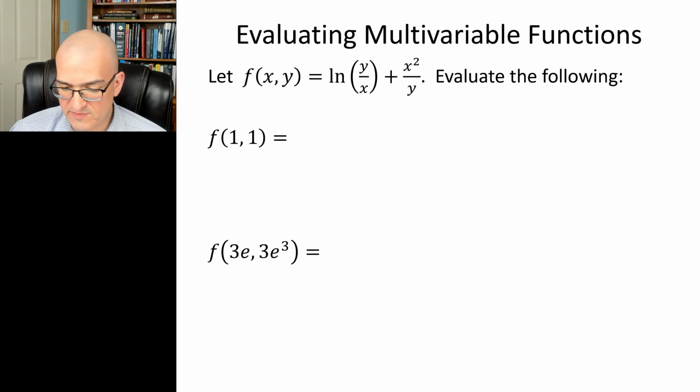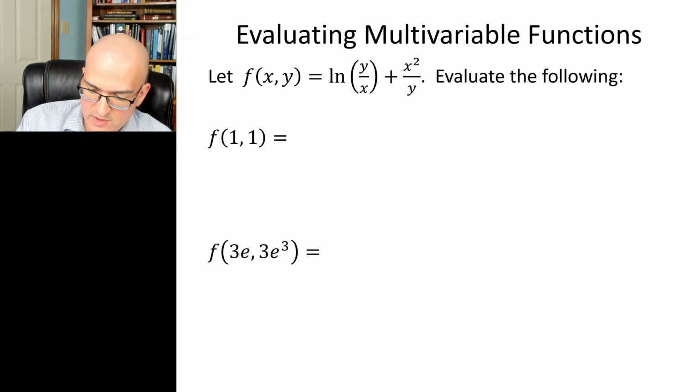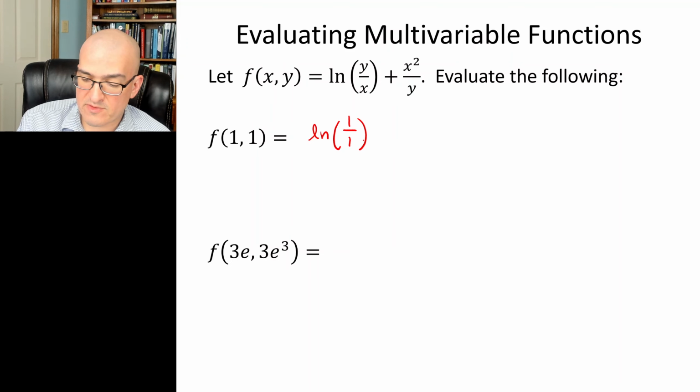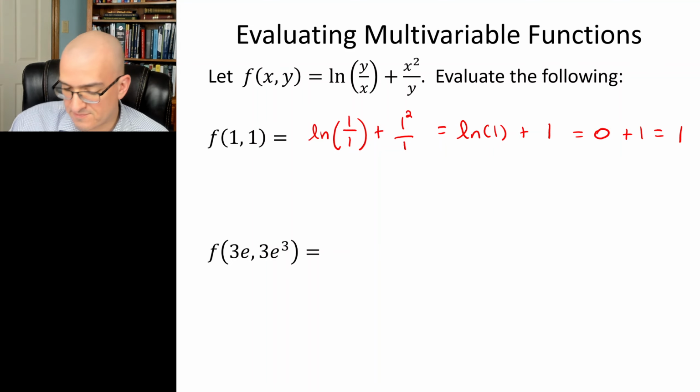We'll kick it up a notch in difficulty. This time our multivariable function is a log function. We have a log, or natural log, ln of y over x, plus x squared divided by y, and we want to evaluate it at 2 different coordinates, at 1 comma 1 and at 3e comma 3e cubed. So 1 comma 1, can't really screw it up. We're replacing each of the variables with 1. So we have ln of 1 plus 1. Ln of 1 is 0, so 0 plus 1, we get 1 as our answer.